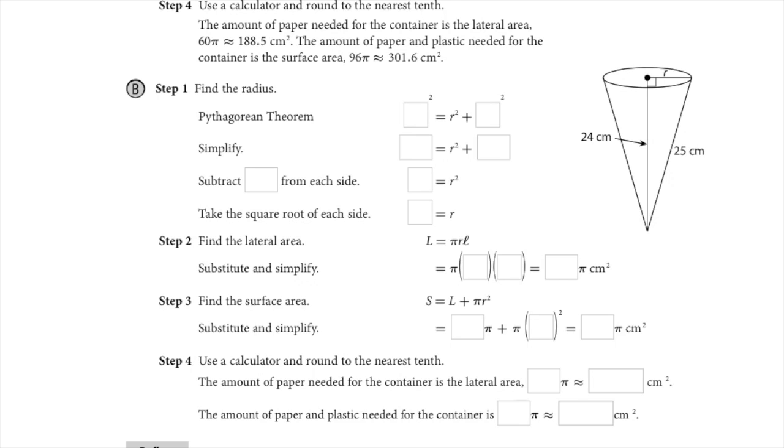301.6 centimeters squared. All right, so new example, new right triangle here, new piece that's actually missing. This time it's r that we're missing. So I hope you can see here as we fill in the Pythagorean theorem.